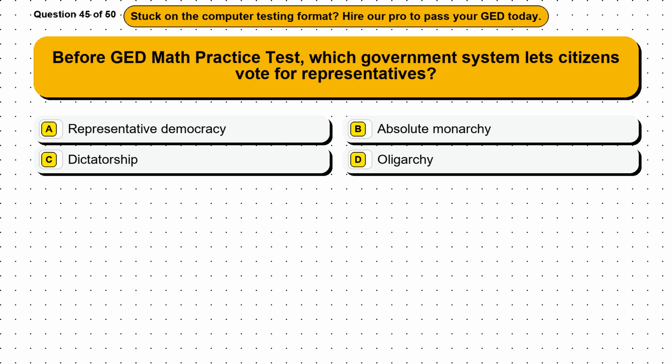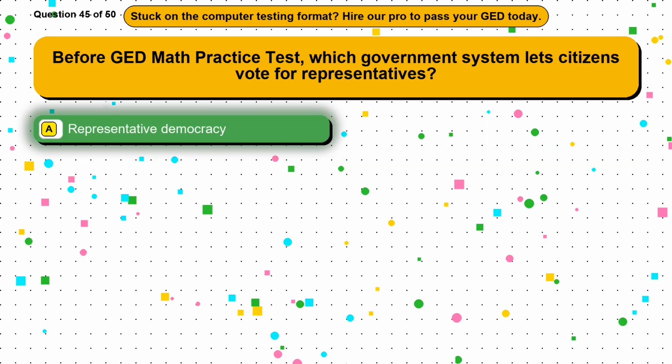Question 45. Before GED Math Practice Test, which government system lets citizens vote for representatives? Option A, representative democracy. Option B, absolute monarchy. Option C, dictatorship. Option D, oligarchy. The correct answer is option A, representative democracy.